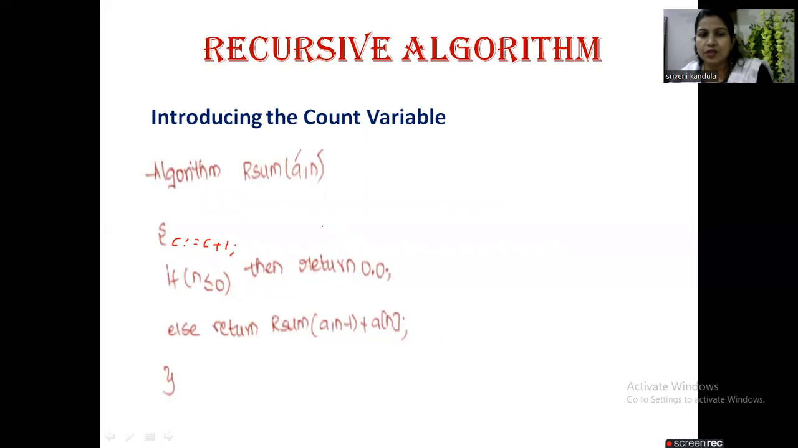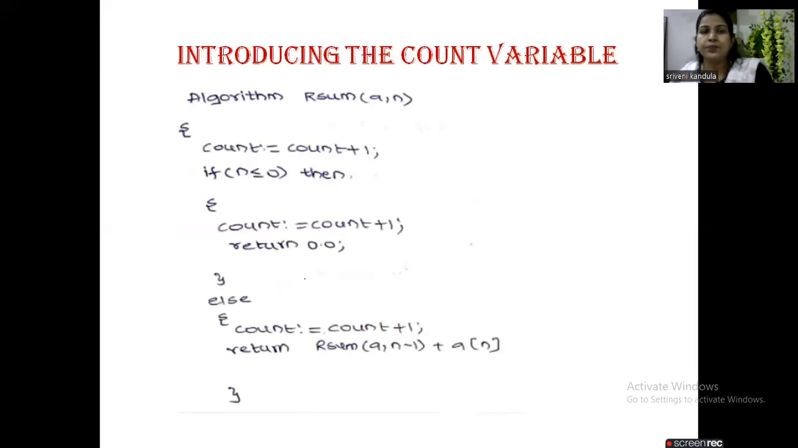And then for the return, I need one more count variable step. I'm writing it one more time. And here in the else part, I have one more return, so let me write this count variable step one more time here. Now, I'll show you these steps in a clear way. I have done it in the next slide for you. Yeah, so this is what is happening.